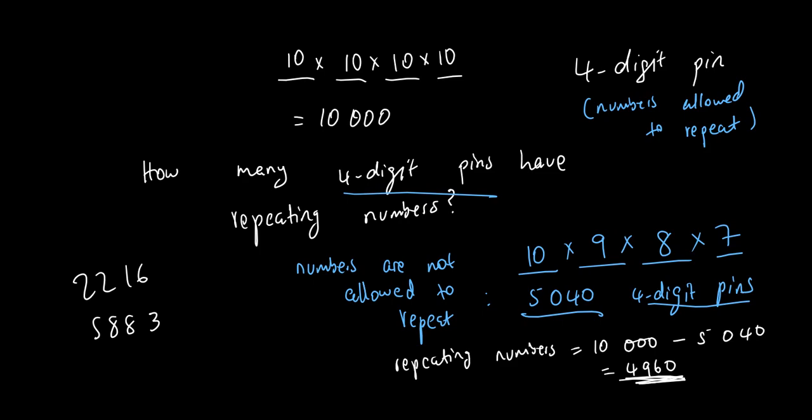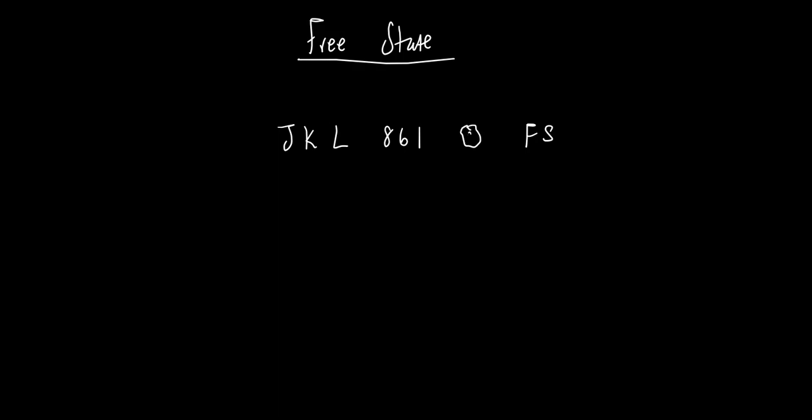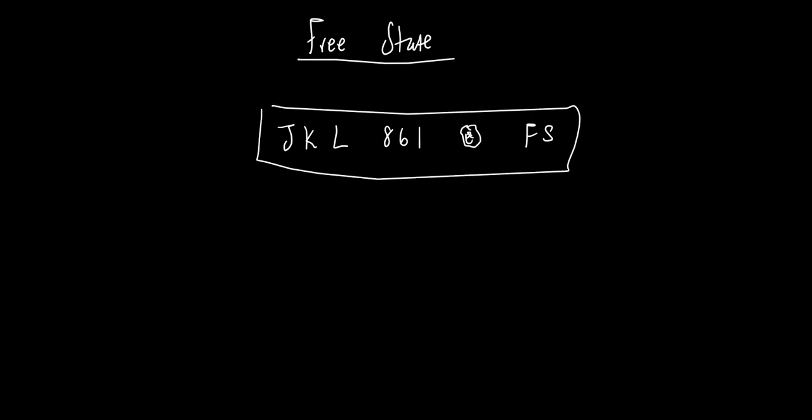Guys, what we're talking about here is something that is used when you look at number plates. In Free State, right? I grew up in Free State. So in Free State, the car numbers are like this. For example, you'll find JKL, and then it will say 831, and then it will say FS. It will have a small emblem there, right? So this will be a typical car number plate for Free State.